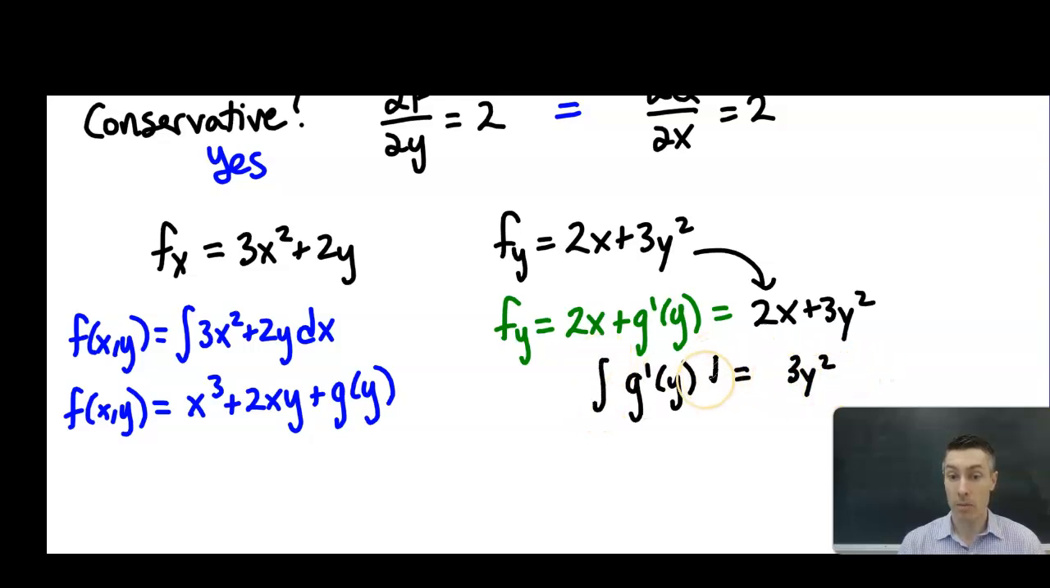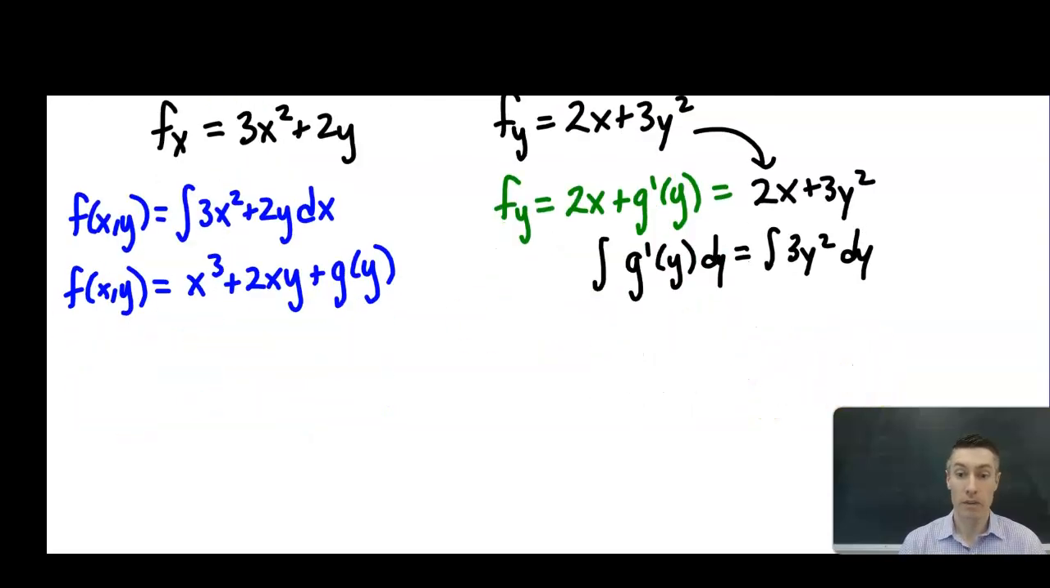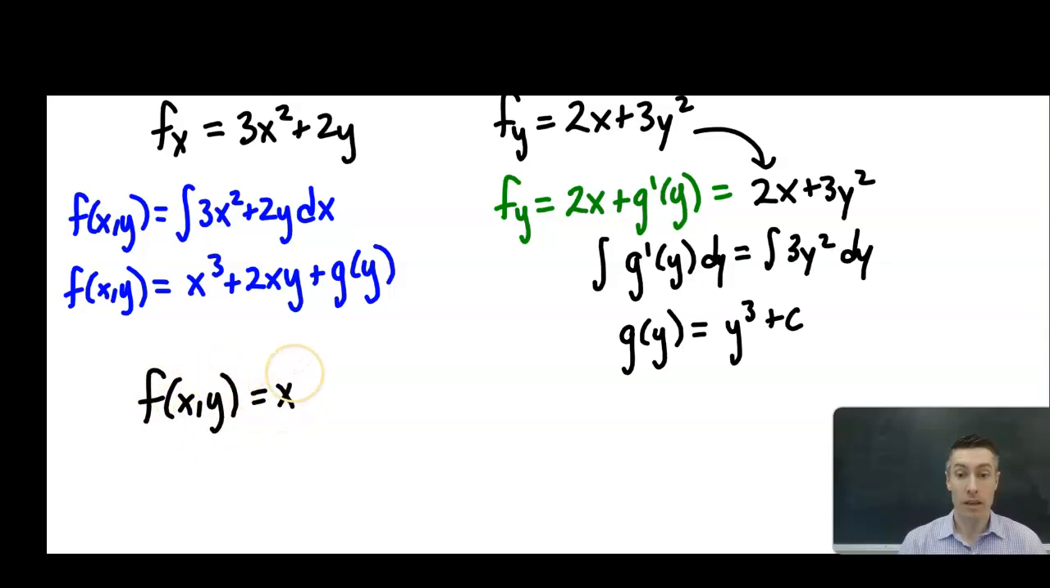So we can integrate both sides with respect to y. So we get g of y equals y cubed plus c. We do have an indefinite integral, so that plus c has to come along at some point. So our potential function is f of xy equals x cubed plus 2xy plus y cubed plus c.